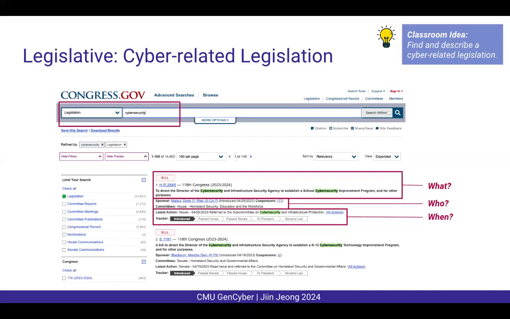And you can also see who sponsored it. For example, the first bill was sponsored by Doris Matsui, who is a representative of the Democratic Party in California. She introduced it in April 2023, and you can also see who co-sponsored it. And this originated out of the Committee of Homeland Security, as well as Education and the Workforce. And in the third highlighted box, you can also see the latest action taken on the bill, as well as a tracker of where it is throughout the progress. So a classroom idea could be to find and describe a cyber-related legislation by going to congress.gov.